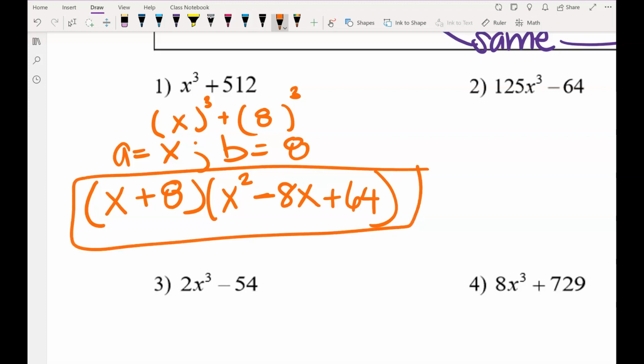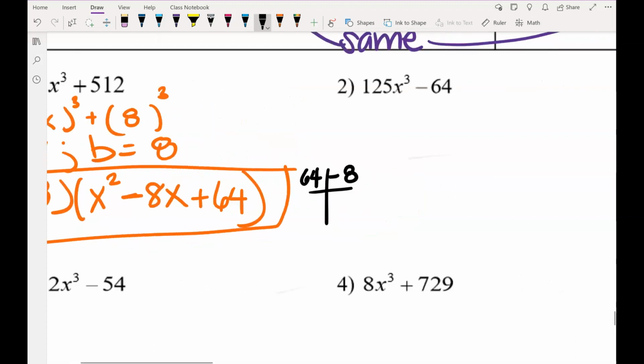Okay. Now, someone tell me, how come the last trinomial is not factorable? Sam? Can we find 2 numbers that multiply to 64 and add to negative 8? No, right? Not possible. So that's why we leave the trinomial as a trinomial. Okay? All right, let's do this one.